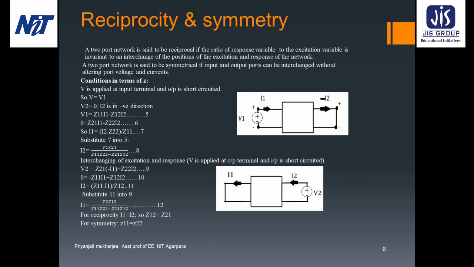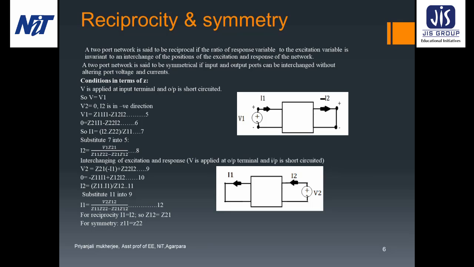So for this one, we are considering that voltage V is applied at the input terminal and the output is short circuited. And we are also assuming that the I2 is in negative direction. Now, as the output terminal is short circuited, V2 becomes 0, and the governing equation of the Z parameter becomes V1 equal to I1 Z11 minus Z12 into I2, and the second equation becomes 0 equal to I1 into Z21 minus Z22 into I2.